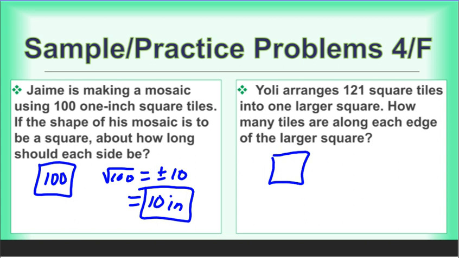And the last one, Yoli arranges 121 square tiles into one large square. So here's your large square, it has 121. How many tiles are along each edge of the larger square? So again, I would find the square root of 121, and that would give me 11. I can only use a positive amount because I'm finding a measurement. So this would be 11 square tiles, or 11 tiles. That is our lesson today on equations with exponents.